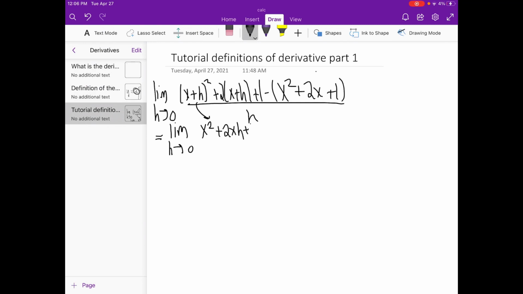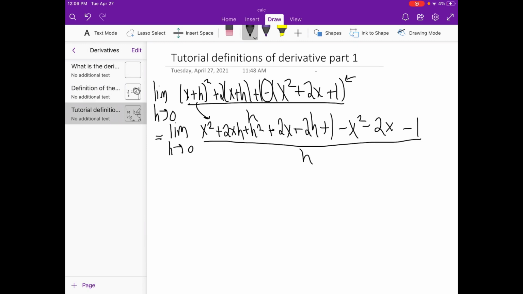So x squared plus 2xh, we're gonna FOIL this term out, plus h squared, and we're gonna distribute that 2 in the second term. So we're gonna get 2x plus 2h plus 1. And then we're gonna subtract x squared. Remember this sign right here. Gotta distribute that minus 1, so we're adding the negatives of these: minus 2x minus 1, all over h.